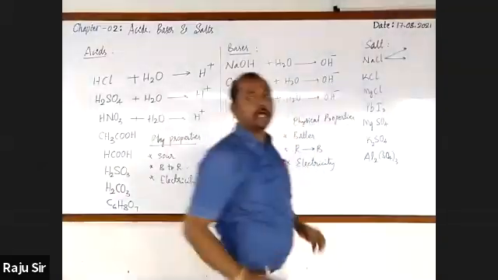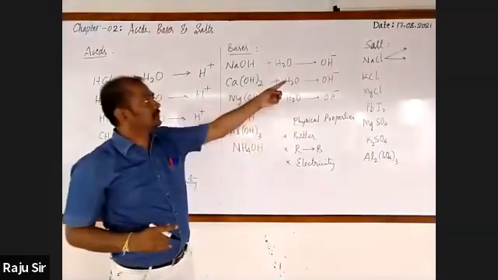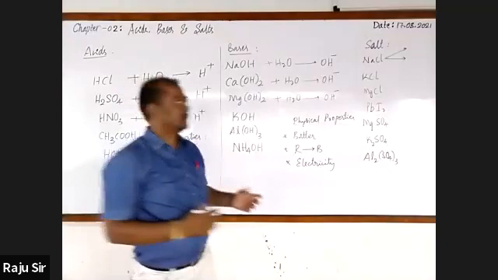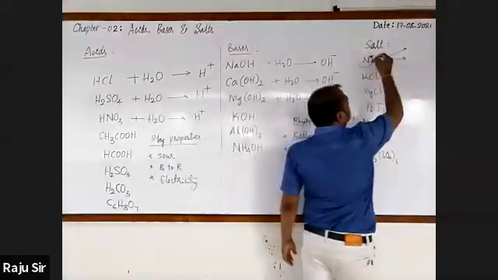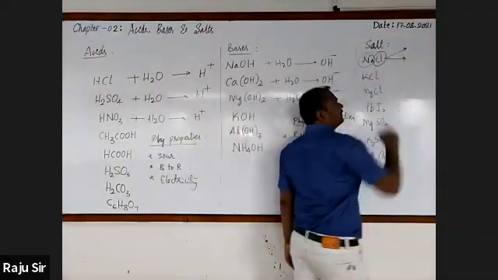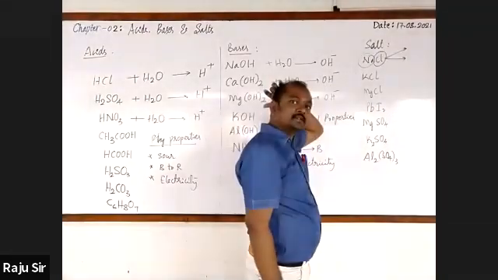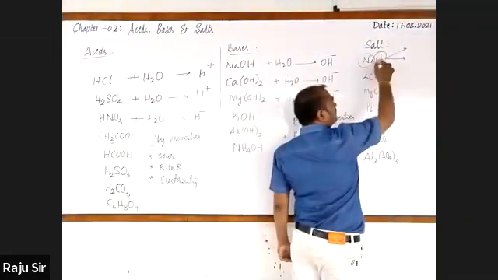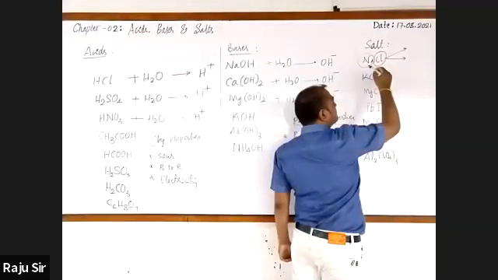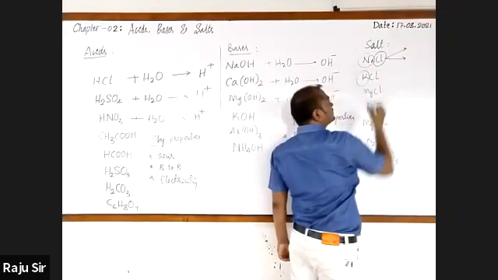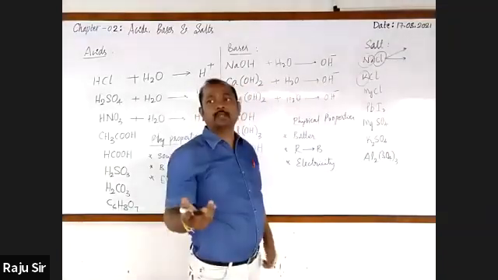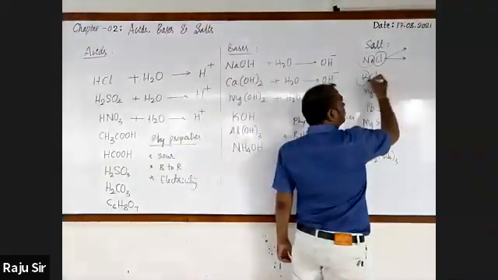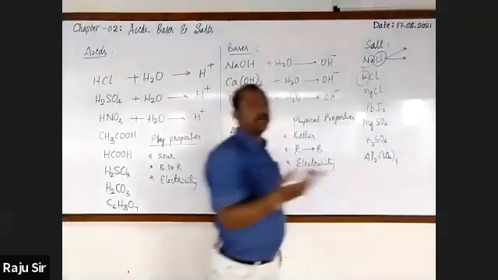Could you tell the acid and base from which the salt called sodium chloride is formed? Yes. Base is sodium hydroxide and acid is HCl, hydrochloric acid. Next, KCl, potassium chloride, is formed by the acid HCl and the base potassium hydroxide.